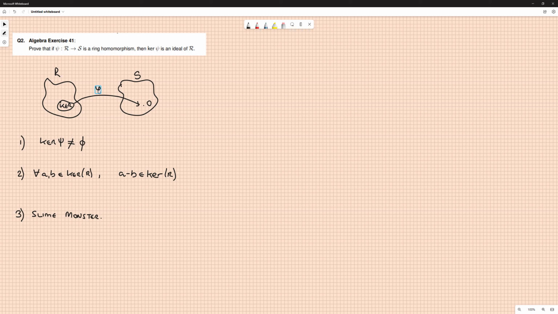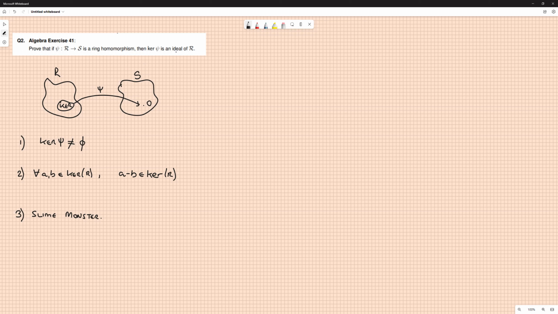First thing I'm going to do is at least try to show consistency in the symbol I'm using, even if I'm calling it the wrong thing. This is our ring R, this is our ring S, and we have a mapping between the two. This is our kernel. So the kernel is everything in R that maps to 0 in S.